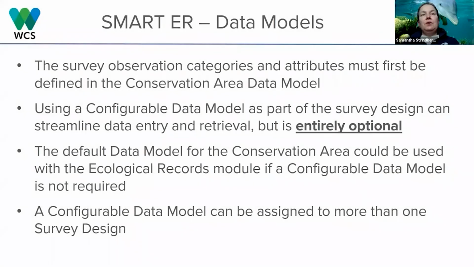One thing you need to do as an initial first step is to define survey observation categories and attributes. This can either be done in the existing conservation area data model, basically the model underlying your SMART system, or defined as part of a configurable data model. You don't need to have a configurable data model, but it can speed things up in terms of data entry and retrieval, and it can also be associated with more than one survey design.